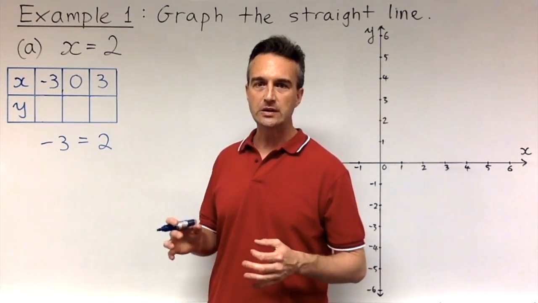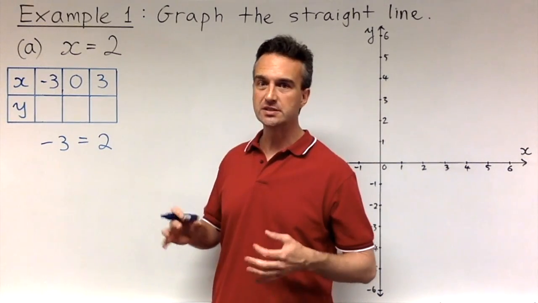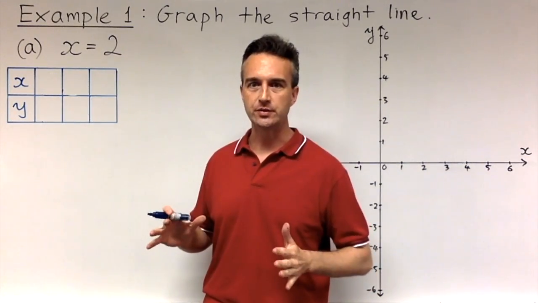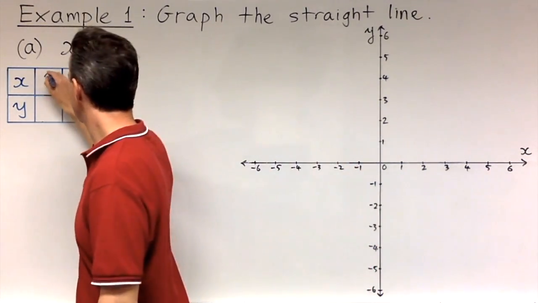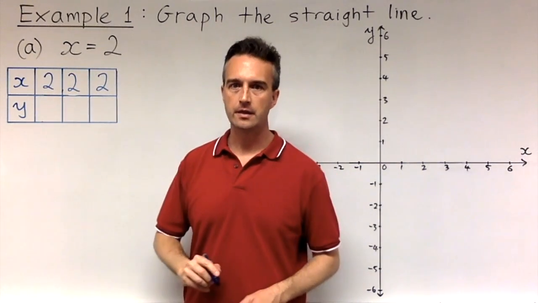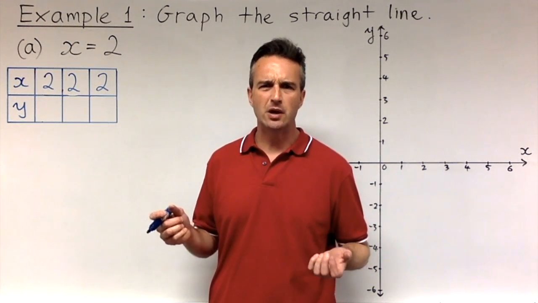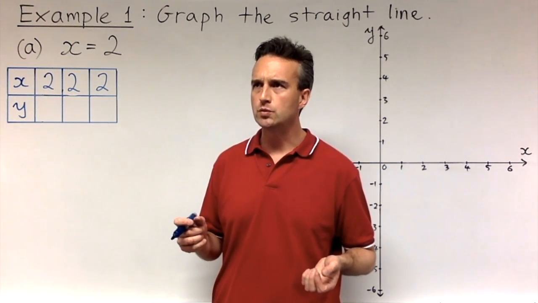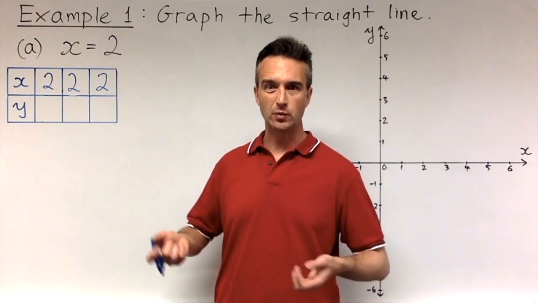Since the equation is x equals 2, all you need to do is write 2 for all the x values, and you can choose whatever you like for the y values. Oh, so the x value is always going to be 2. This is a bit of a strange case. Let's write those in. Okay, so I can pick my own y values. How about y equals -3, 0, and 1?